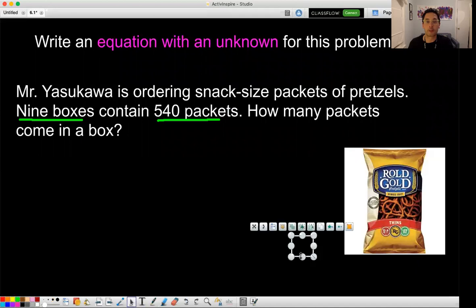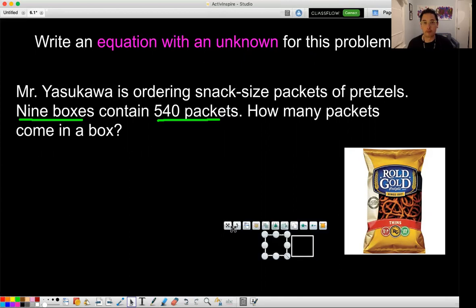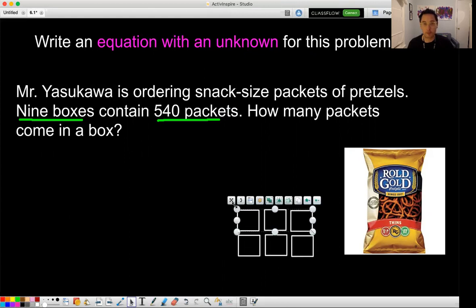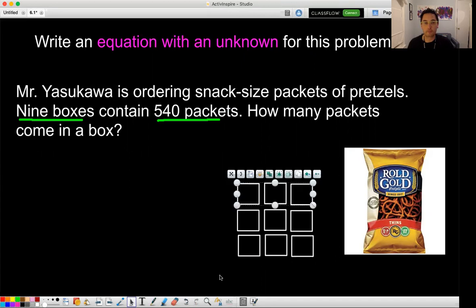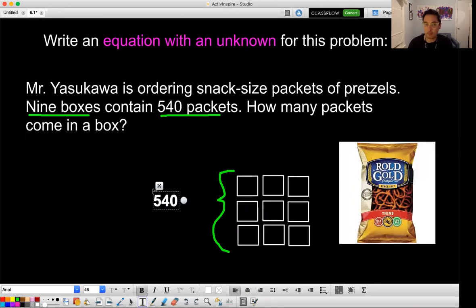This is a box that has a bunch of packets in it. We have 9 of those. So we need to make 9 of these different boxes. 3, 6, 9. And then I know that all of these boxes, if I added all the packs of pretzels together, that would be 540. So we know 540 packs are going to be in these 9 boxes.